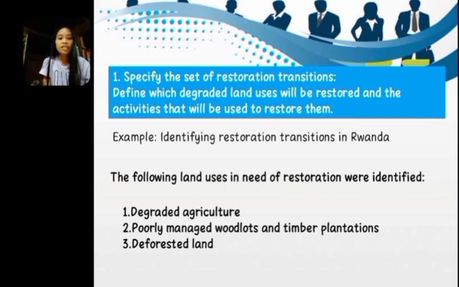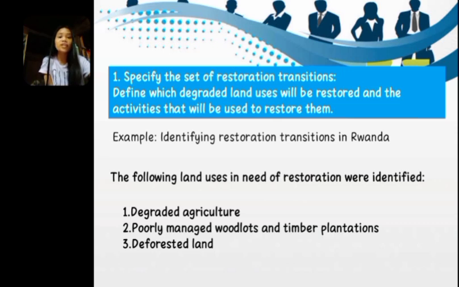So, these are several steps in the application of the cost-benefit analysis. Number 1 is specify the set of restoration transitions. Define which degraded land uses will be restored and the activities that will be used to restore them. Degraded land is land that has lost some degree of its natural productivity due to human-caused processes. The example is identifying restoration transitions in Rwanda.